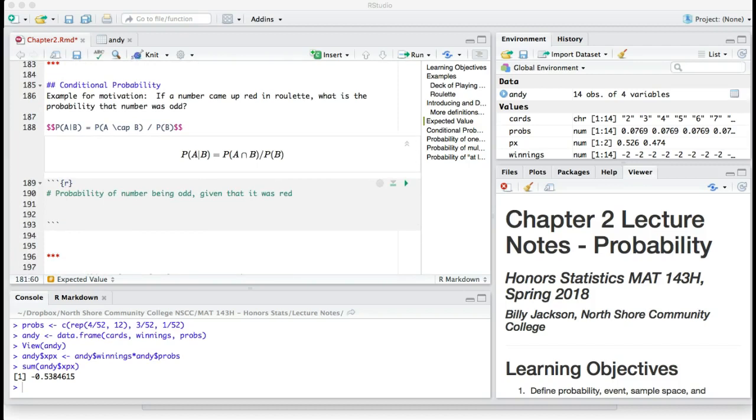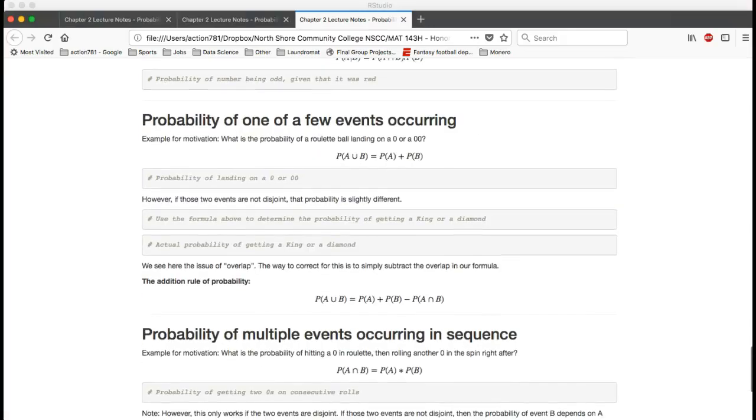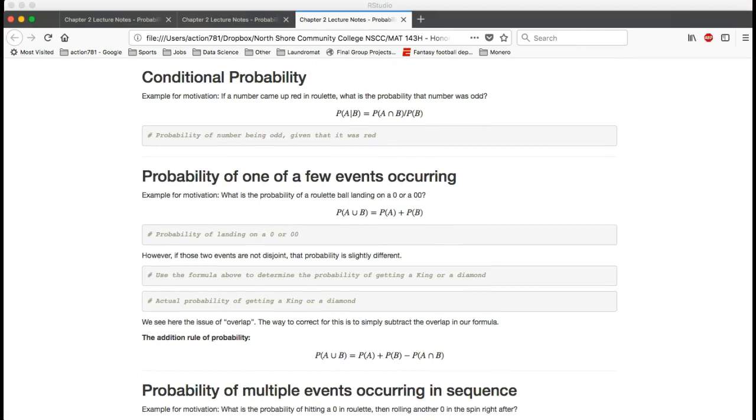So an example for motivation here is, if a number came up red in roulette, what is the probability that that number was odd? I'm going to go back to my knitted version of this report, conditional probability. Here you'll see a formula that talks about conditional probability. The idea is we first assume the number came up red, and that is basically our new sample space. So the sample space is all the red numbers, and we're trying to find out how many of those red numbers were odd.